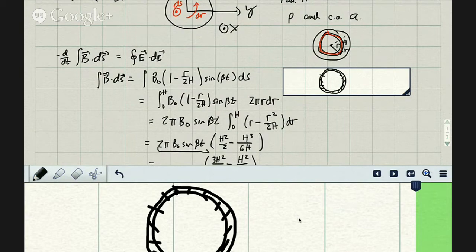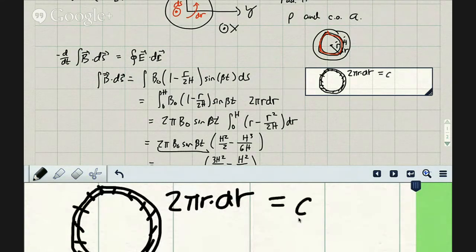If dr is super, super small, you can just take the circumference 2 pi r and multiply by the thickness dr. And that's the argument there. So okay, there we go. And that's why we said that's equal to ds, that little area of the ring. Good question, though.